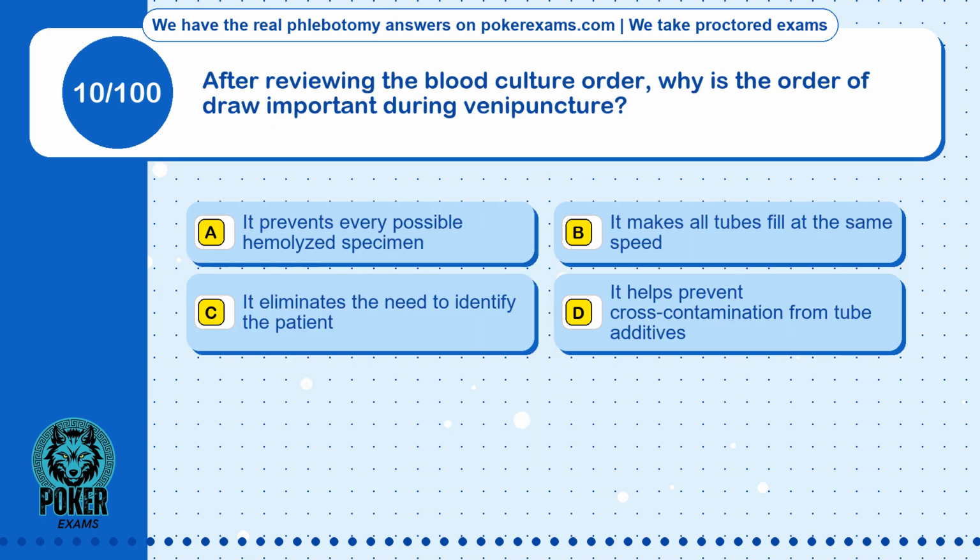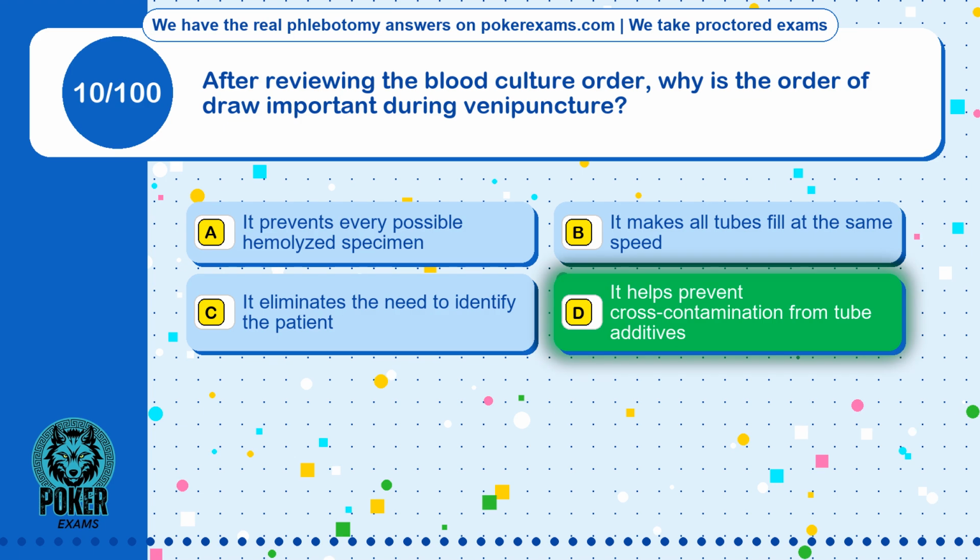Question 10. After reviewing the blood culture order, why is the order of draw important during venipuncture? Option A. It prevents every possible hemolyzed specimen. Option B. It makes all tubes fill at the same speed. Option C. It eliminates the need to identify the patient. Option D. It helps prevent cross-contamination from tube additives.